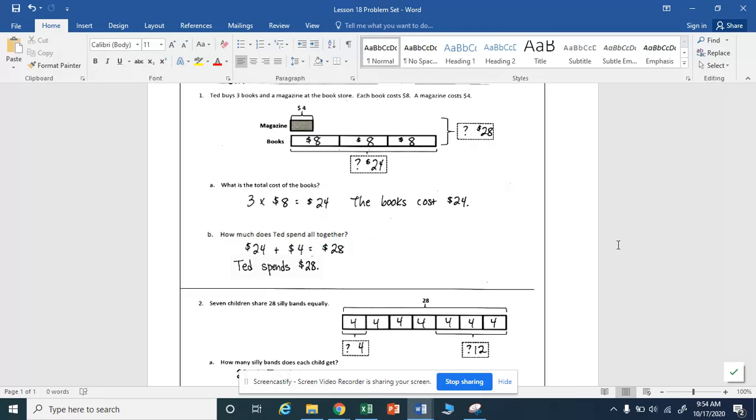So if I'm looking at number 1, it says Ted buys 3 books and a magazine at the bookstore. Each book costs $8. A magazine costs $4. Well, let's talk about what we know already. We know that he bought 3 books and a magazine. We do know that each book costs $8 and a magazine $4.